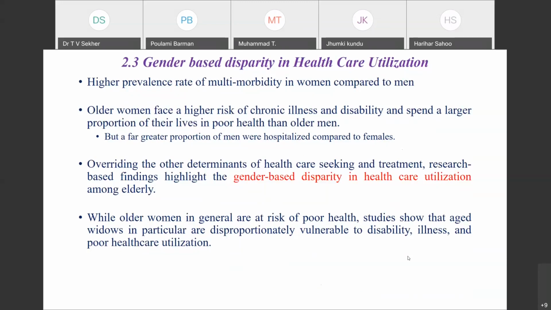Overriding the other determinants of healthcare seeking and treatment, research-based findings highlight the gender-based disparity in healthcare utilization among elderly. While older women in general are at risk for poor health, studies show that aged widows are particularly and disproportionately vulnerable with respect to disability, illness, and poor health.